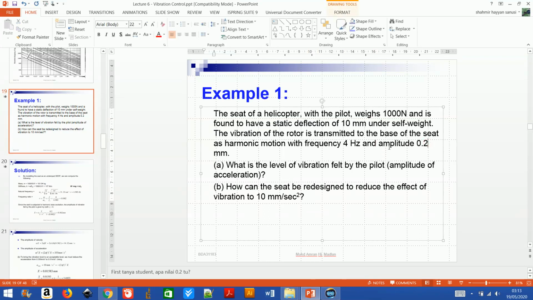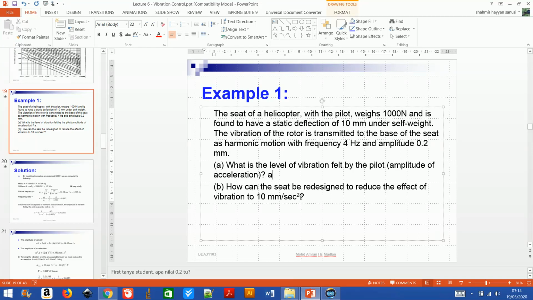Okay, so this is generally more towards the displacement transmissibility, whereby if you read here, the vibration of the rotor is transmitted to the base with frequency of 4 Hz and amplitude of 0.2 mm. So if you can recall from the previous session, this is actually the Y, because this is the amplitude transmitted to the structure. So the question asks us, what is the level of vibration felt by the pilot? The amplitude of acceleration. So the first question asks us for acceleration, which is A.